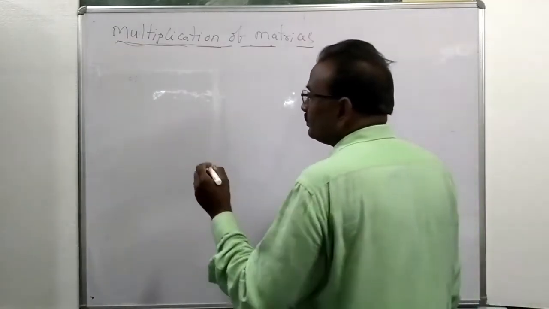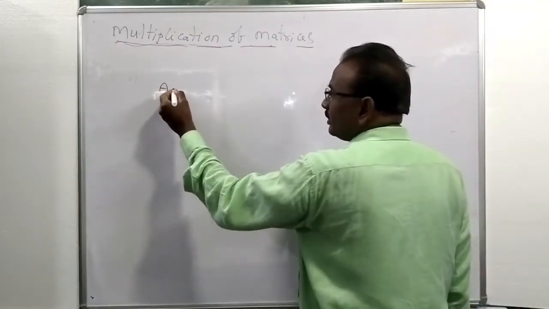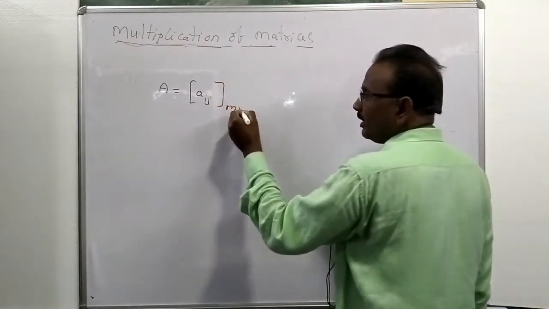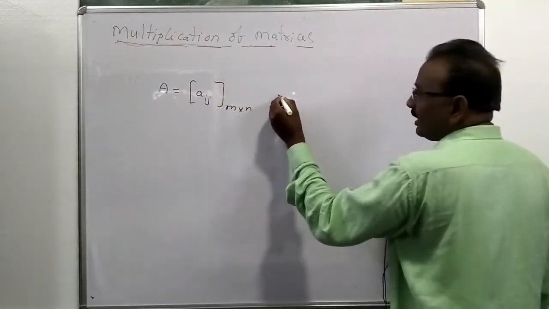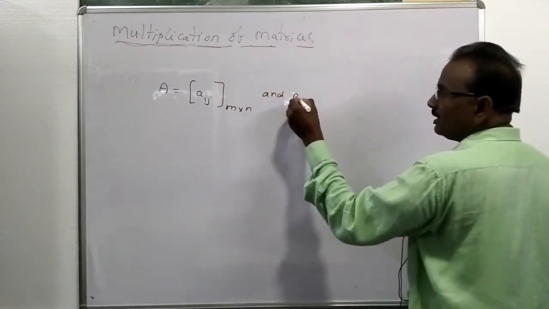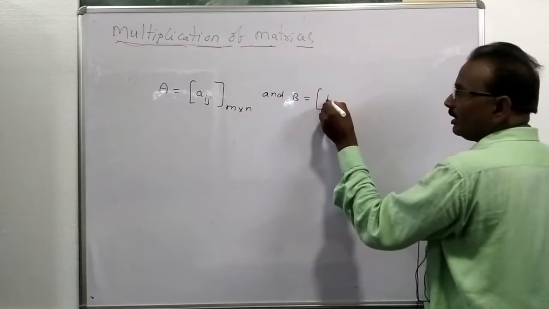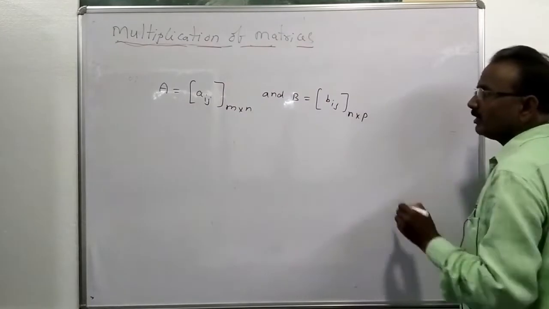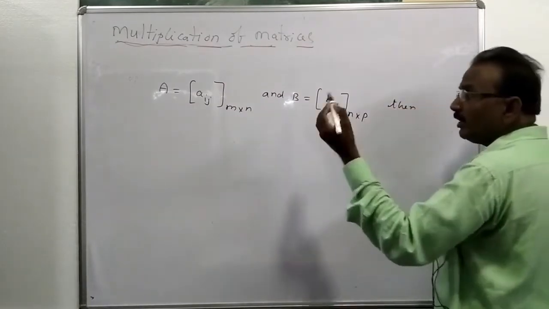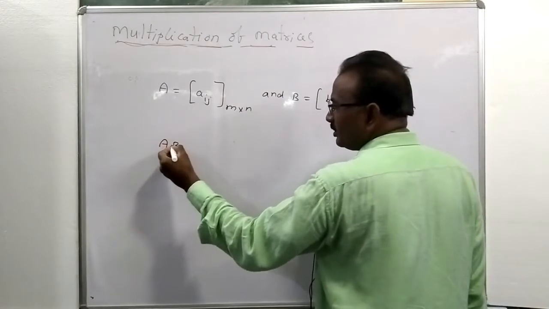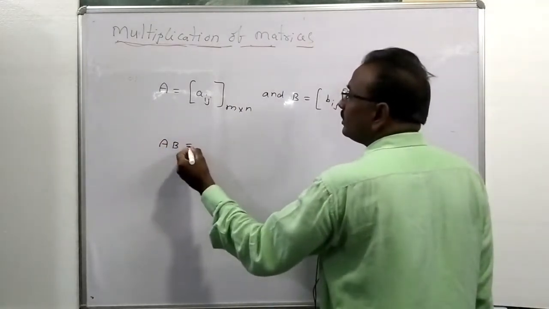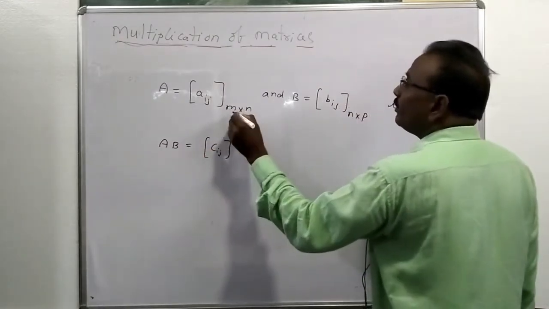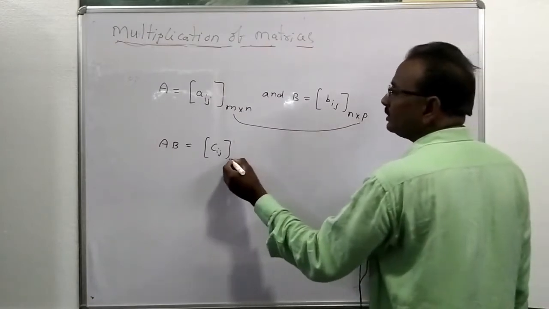In multiplication, suppose A is a general matrix Aij of order m cross n, and B is a matrix Bij of order n cross p, then A into B exists. Matrix multiplication is defined and its order is, its elements are Cij, and its order is m cross p.